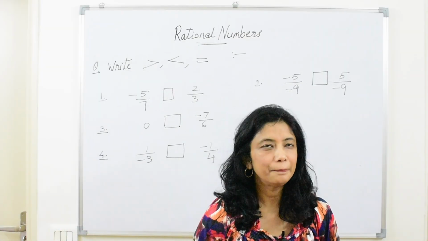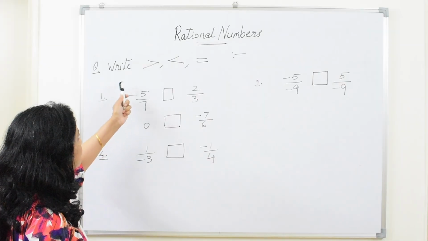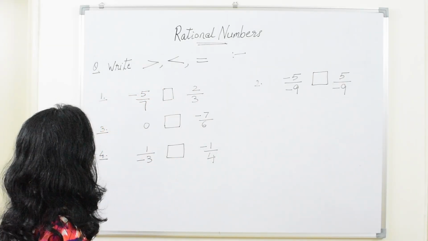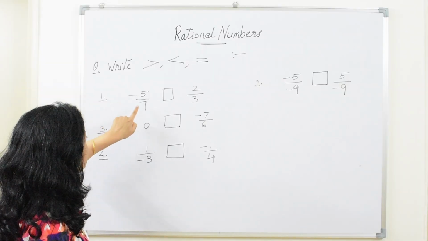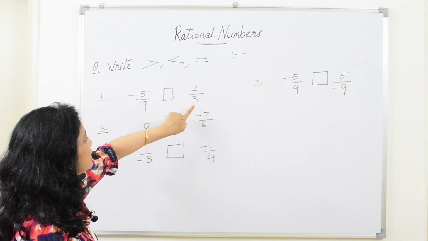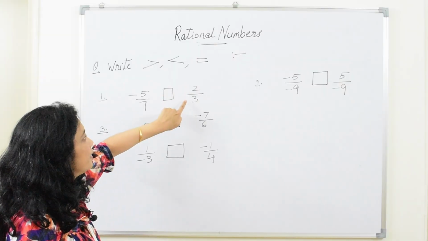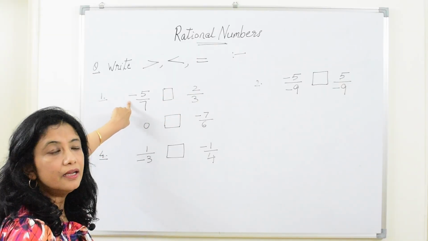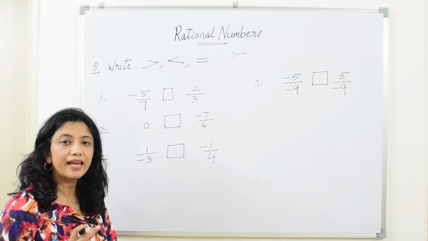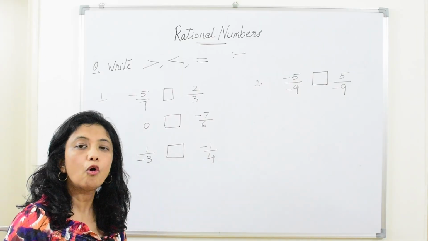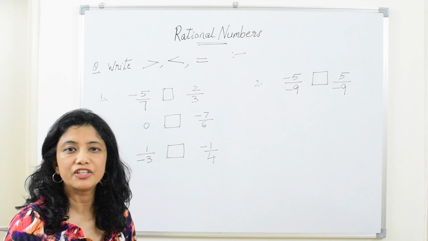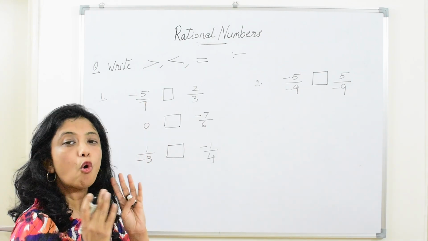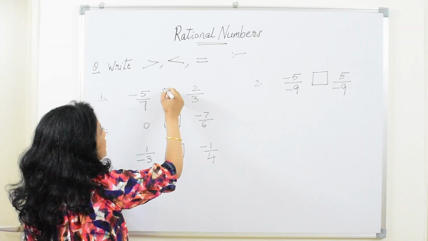Now let's solve this sum. We have to write greater, lesser or equals to in these sums. Now let us take the first one, minus 5 by 7 and 2 by 3. See, this is a positive number. Both numerator and denominator are positive. And here we have one negative sign. Remember, if there is a single negative sign, either in numerator or denominator, it is a negative rational number. So this is a negative rational number. So negative numbers are always smaller than positive numbers.